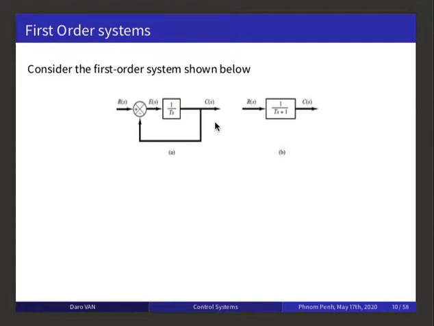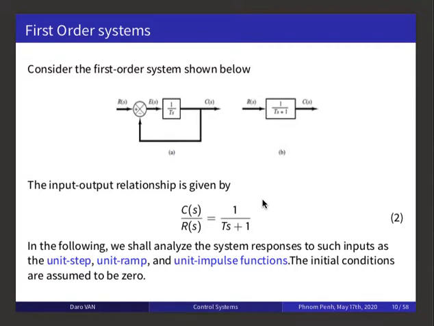From the lecture on block diagrams, you can do the manipulation, combine these blocks together, and it will result in this. They are equivalent. This is the complex form, and this is 1 over Ts plus 1. So the input-output relation will be given like this: Cs over Rs equals 1 over Ts plus 1.